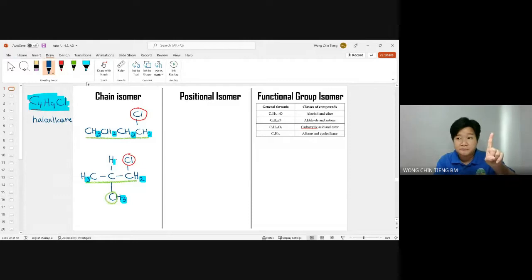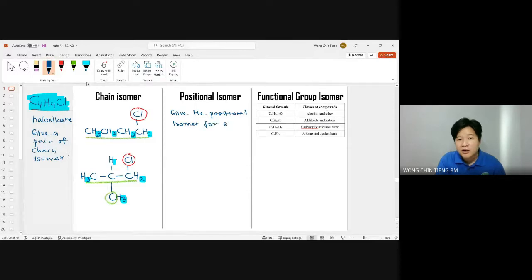First type of question, they ask you to give a pair of chain isomer. So kamu pun lukislah dua-dua, dia tak bagi. Betul? Dua-dua dia tak bagi, kamu yang lukis dua-dua tu. Okay. Another type of question if dia dah bagi dah. Give the positional pair, give the positional isomer for structure below. Dia ada, we know that isomer always sepasang. Betul? Isomer always in a pair.